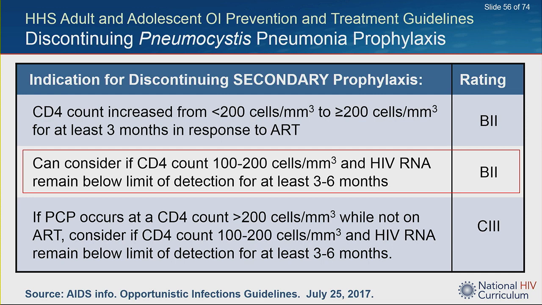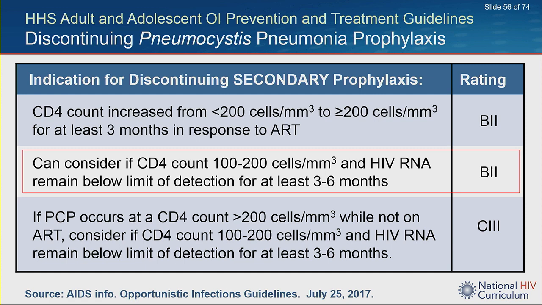But in the newest guidelines in July, they give you this recommendation again, that if their CD4 count's hovering between 100 and 200, and their viral load has been below the limit of detection for at least 3 months, that's now considered, it's the same rating as the top bar.